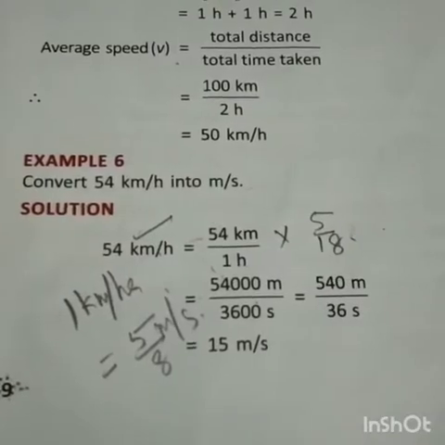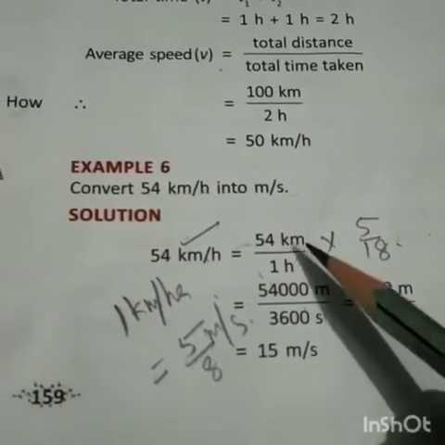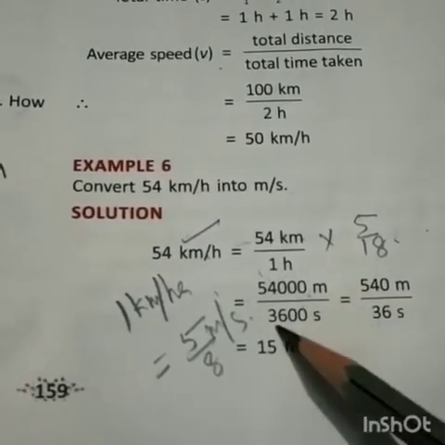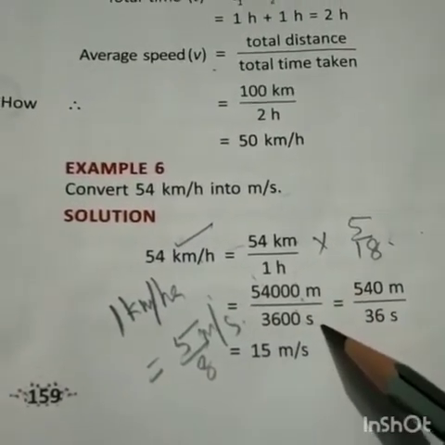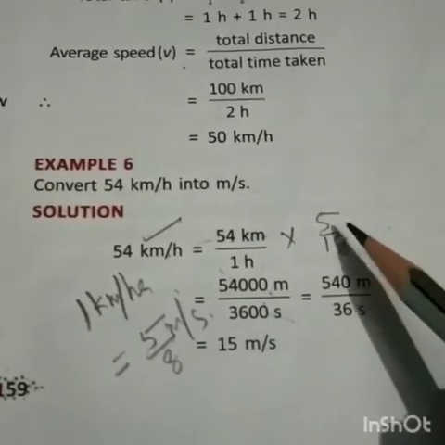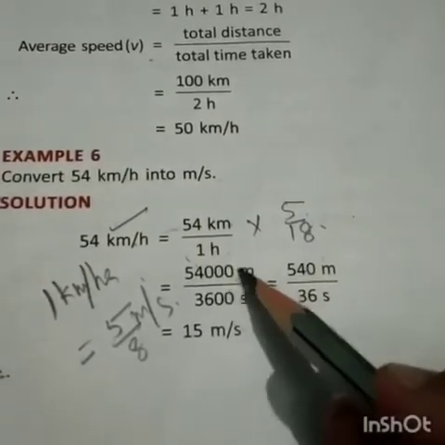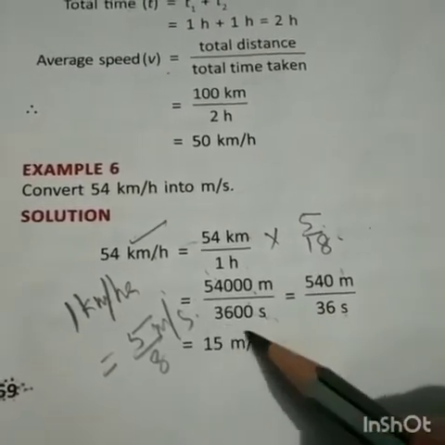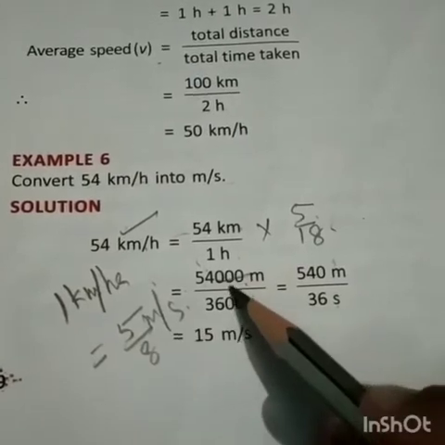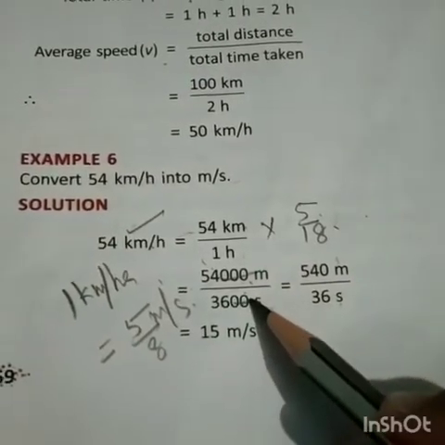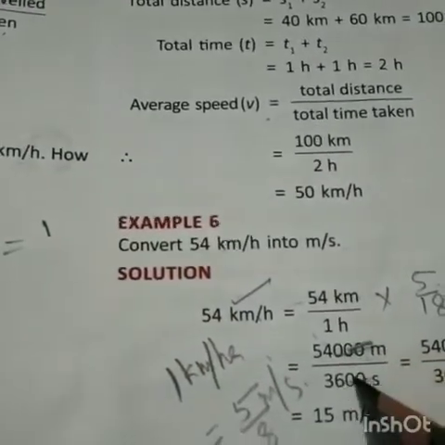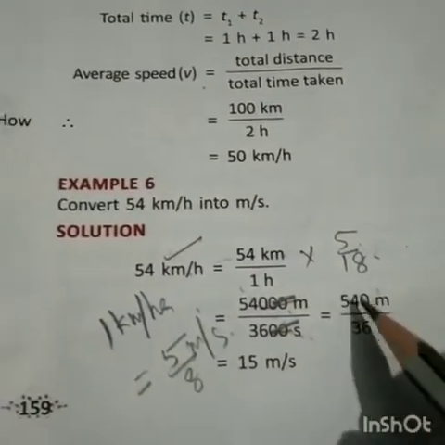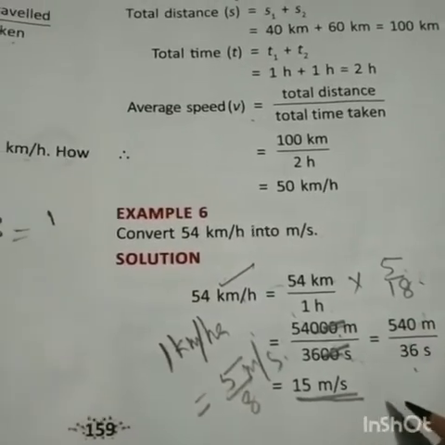You can do it directly also, or you can write in place of kilometer, 54,000 meter, and in 1 hour you can write 3600 second. Then also the answer will be same. If we are multiplying it by this, or we are writing in meter per second like this, we'll get the same answer in both the cases. So I've explained, you just cancel these three zeros, and then cancel these 2 zeros and these 2 zeros, and then when you divide 540 by 36, you will get the answer 15 meter per second.